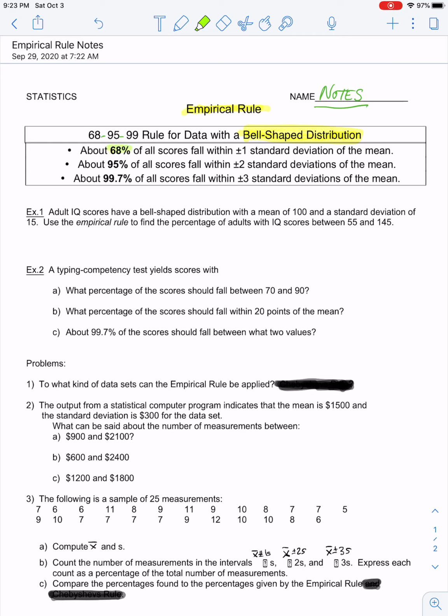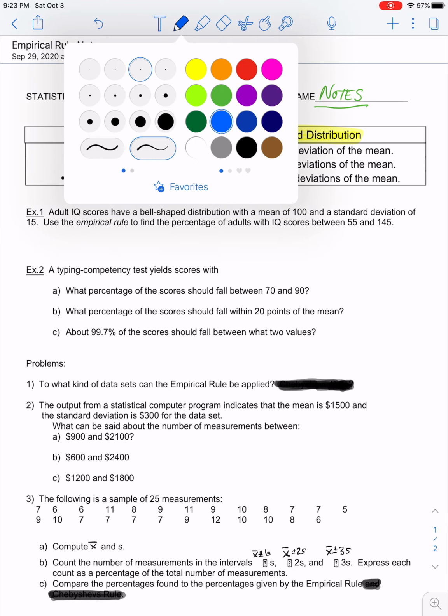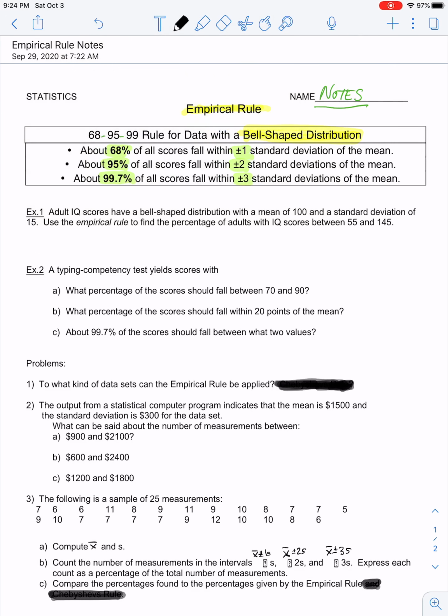First value, 68% is within plus or minus 1 deviation of the mean. 95% within 2 deviations of the mean. 99.7% within 3 standard deviations of the mean. My best advice to you when solving empirical rule type questions or bell-shaped questions is to create a number line based on your standard deviation and the mean.